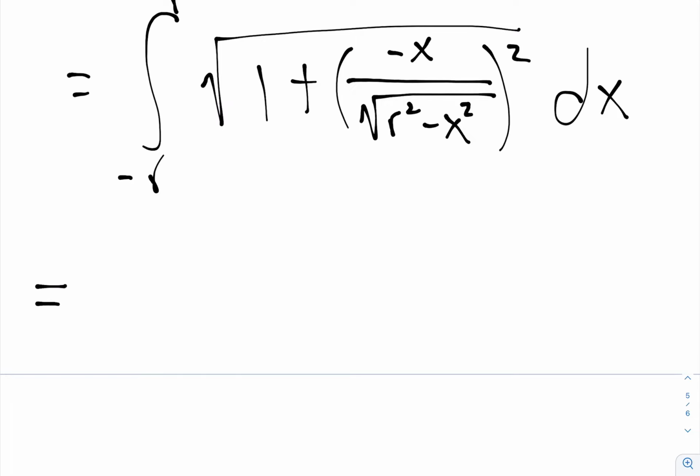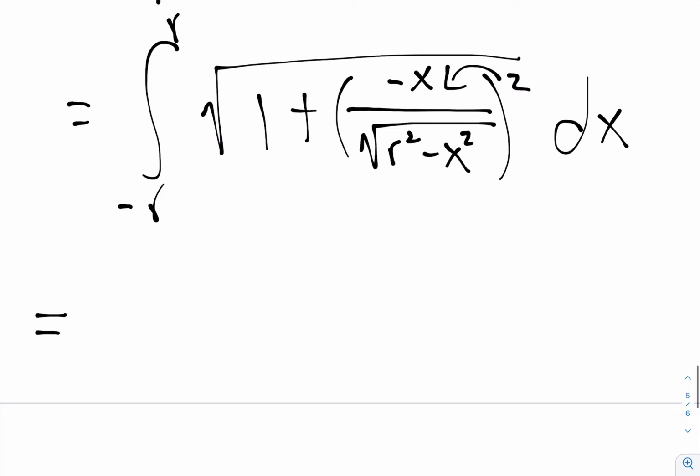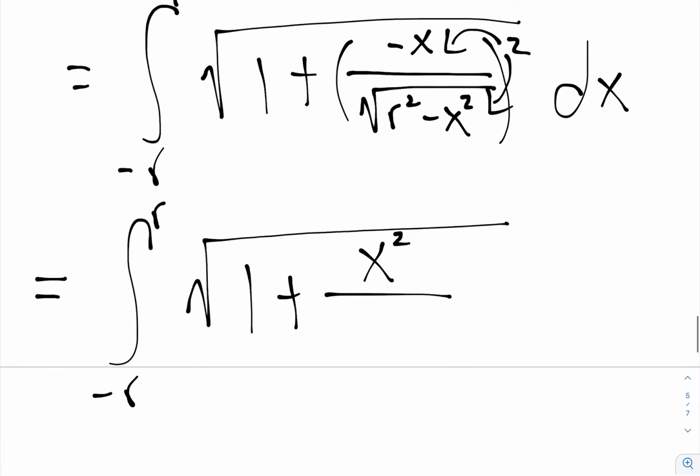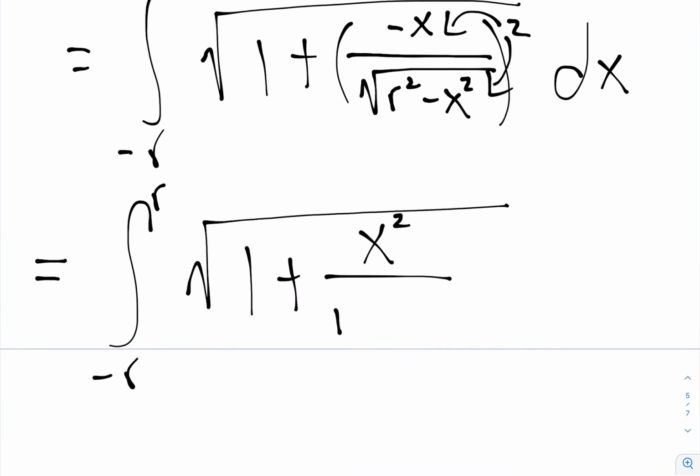So now, let's apply this square into both these numbers. This is going to work out nicely because we had a square root on the bottom, and if we're squaring a square root, we're just going to be left with what's on the inside. So it's going to be 1 plus negative x squared. That's just positive x squared, right? If we're squaring negative x times negative x, the negative goes away. We just get positive x squared. And the bottom's just going to be r squared minus x squared, right? Because we're squaring that square root. So that's going to go away, and then we got to add our dx here.